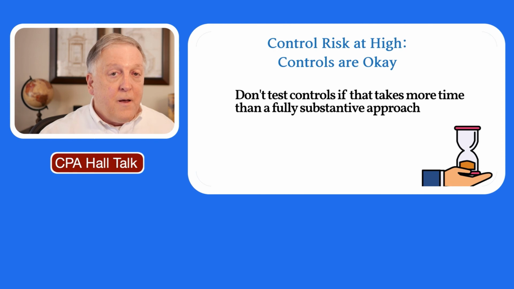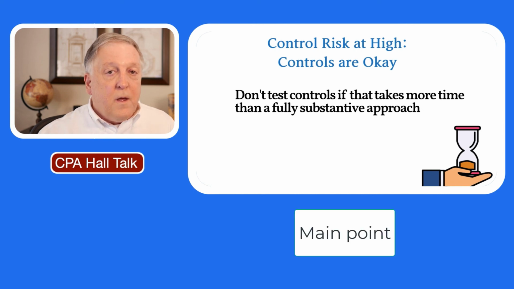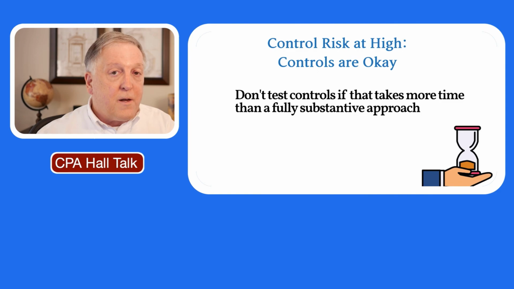So I'll say it again, the test of controls for effectiveness is a decision that you make as the auditor. If it takes less time to test the controls than to do the substantive procedures, the test of details, by all means, you want to test the controls for effectiveness. Here's my main point about testing controls. If you do your walkthroughs and you see that controls are designed okay and they've been implemented, then the decision about whether or not to test controls is based on how much time it takes to test the controls versus doing alternative substantive procedures such as test of details or substantive analytics.